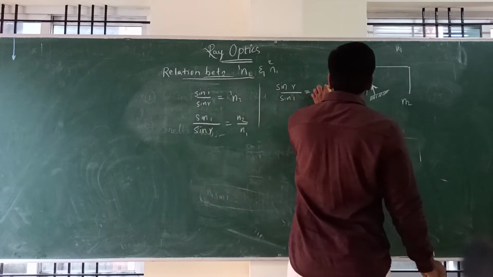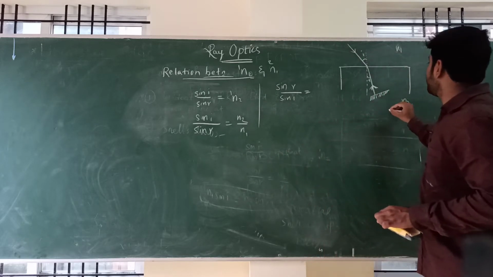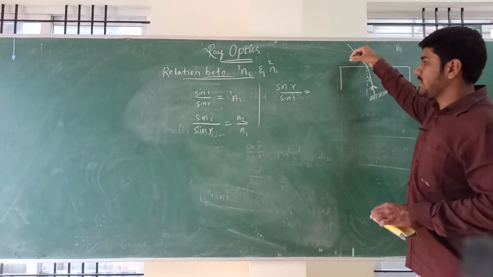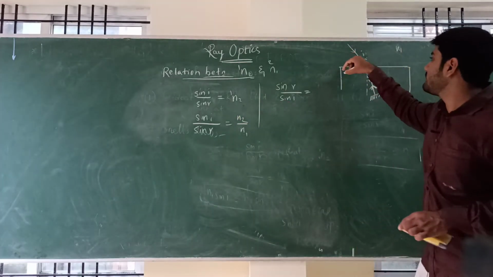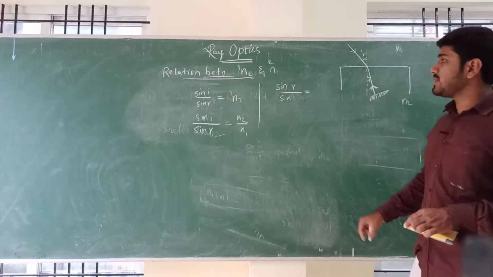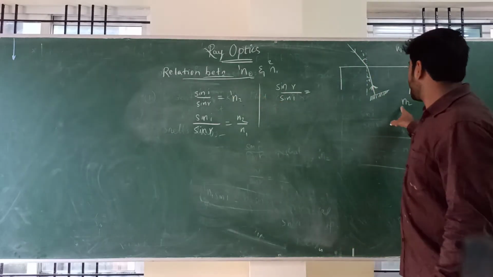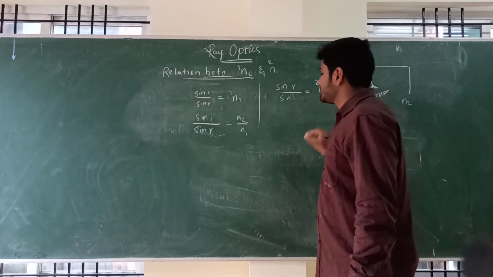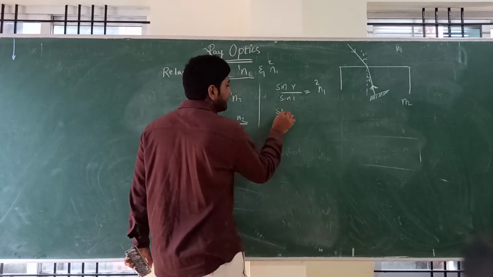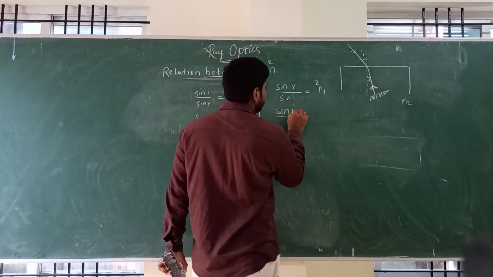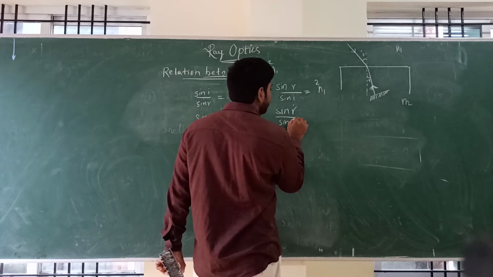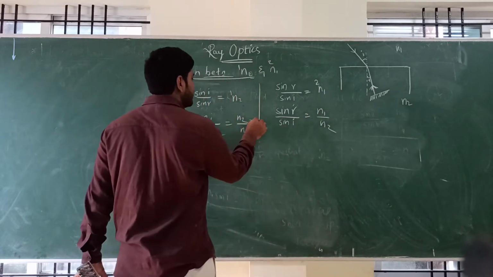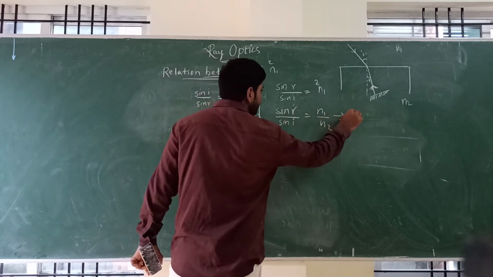Now the ray is traveling from N2 to N1, glass to air. In the first case, the ray was traveling from air to glass, so we have taken N21. Now the ray is traveling from glass to air, so we have to take N12, right? So finally what can we write? Sin r by sin i is equal to N1 by N2, right? Take it as equation number 1, take it as equation number 2.